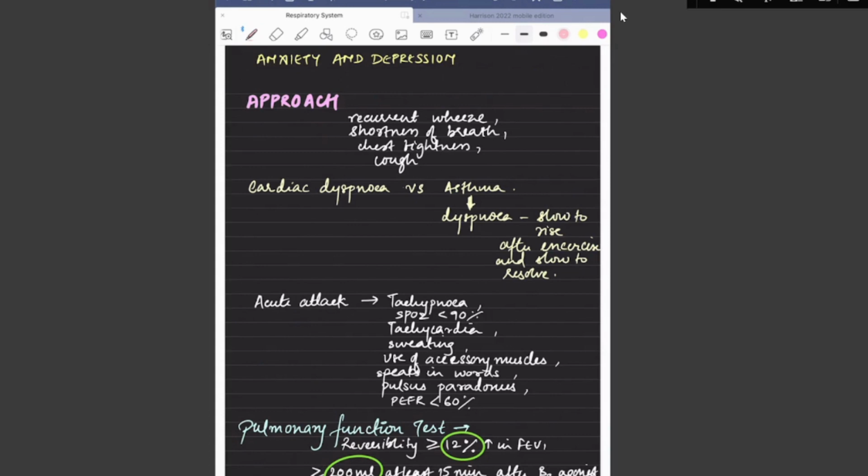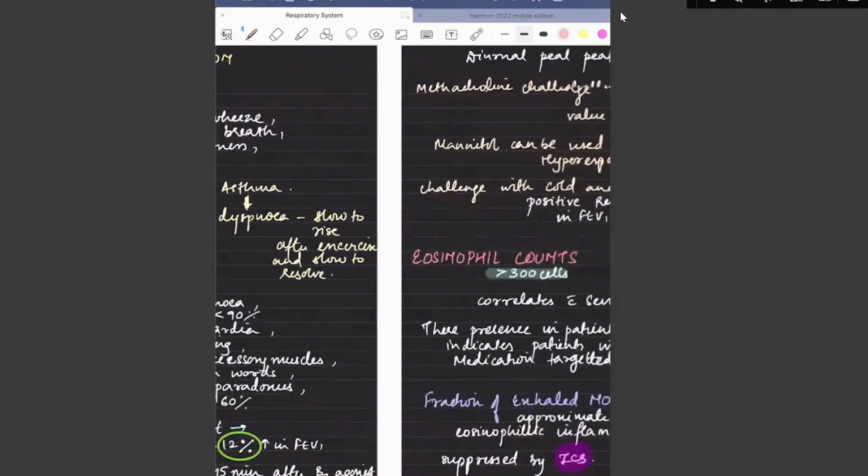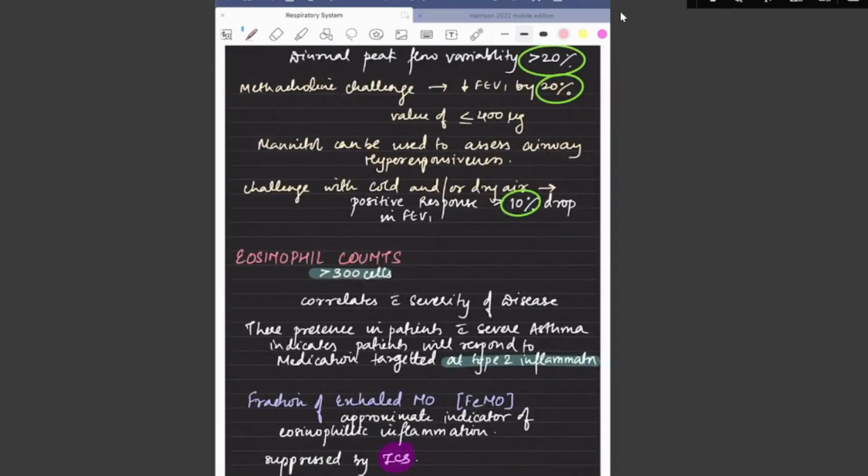The pulmonary function test shows reversibility, which would be a greater than or equal to 12% increase in FEV1, and at least 200 ml, at least 15 minutes after beta 2 agonist administration. The diurnal peak flow variability would be more than 20%. Methacholine challenge shows a decrease in FEV1 by 20%. Mannitol, being a hyperosmotic agent, can be used to assess airway hyperresponsiveness. A challenge with cold or dry air gives a positive response with more than a 10% drop in FEV1.